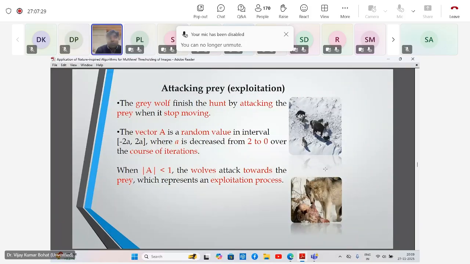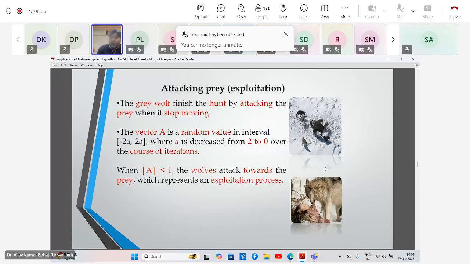That is a very well-trained neural network. But if you want to optimize that neural network for its performance, you come to know how many parameters it has: large dimensions, a large number of nodes, and we need to find the optimal values of the weights and biases. So the dimension is in thousands or in lakhs for a generative AI network. The dimension of the problems is very large. That's why we require algorithms that can explore the search space well and exploit the best solution found so far. So the grey wolf finishes the hunt by attacking the prey when it stops moving.